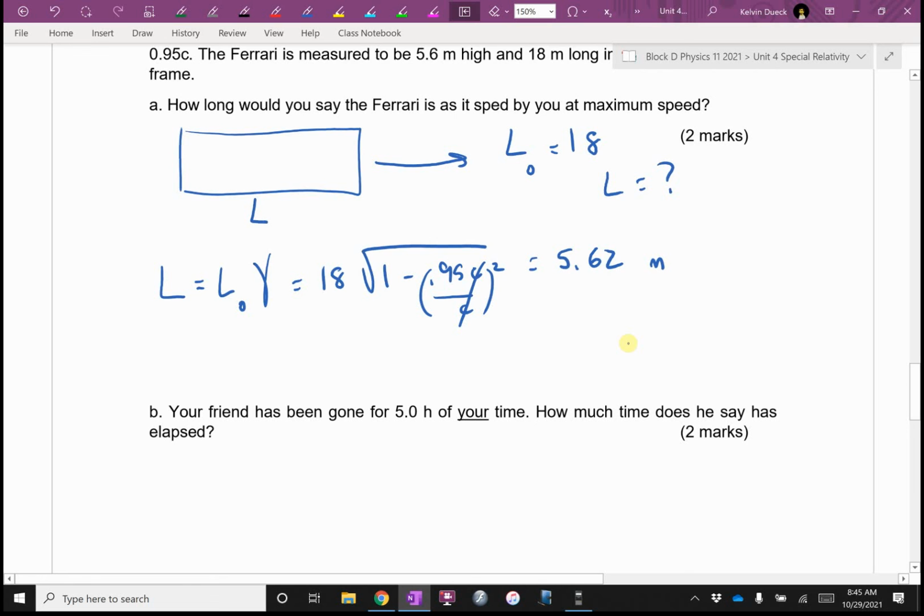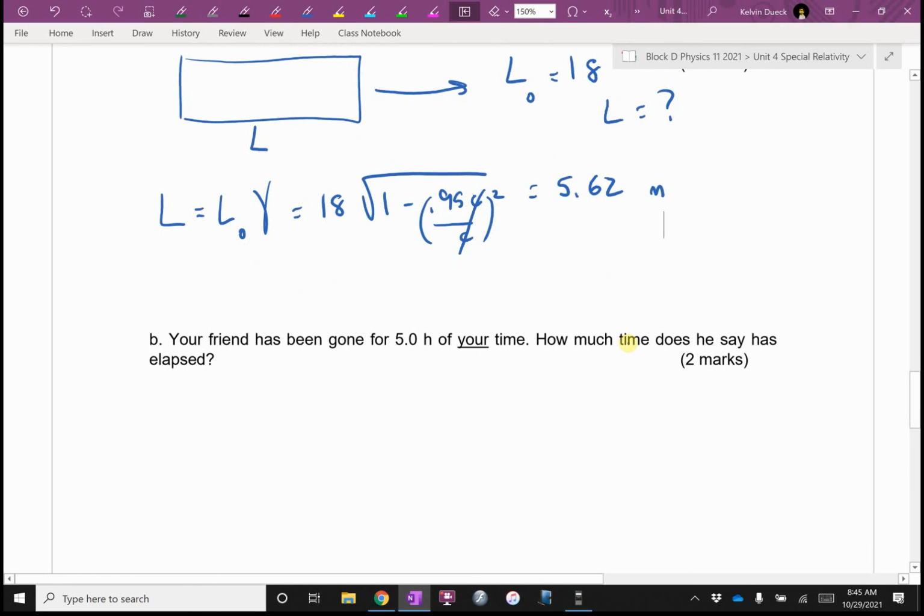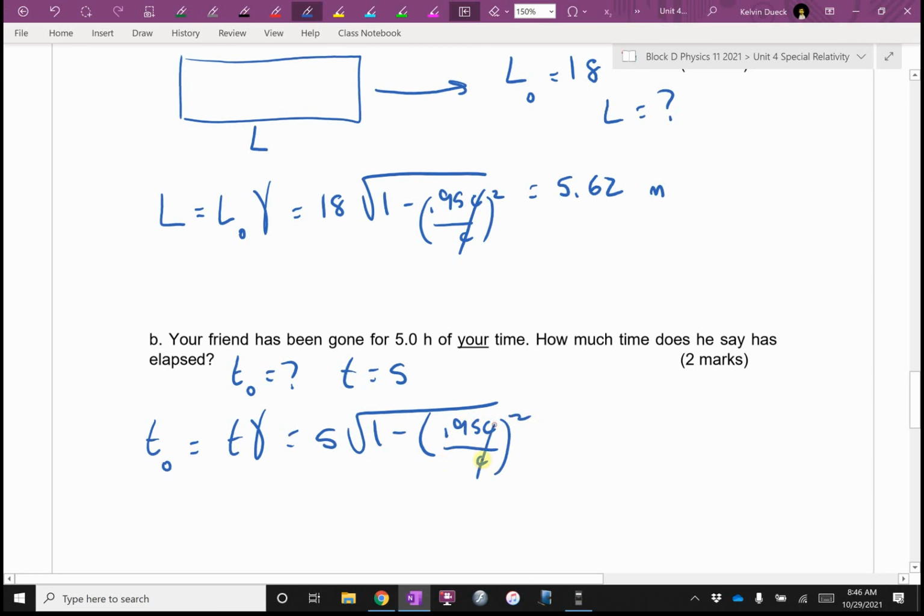Your friend has been gone for 5 hours of your time. Okay, that 5 hours, is that T or T0? Oh, he's the one that's moved. Okay, so this wants me to find T0 because I'm the one that's at rest back home on Earth. I need to get the T0 by itself. Is it going to be T0 equals, do I multiply by the square root function, I think? I should have, before I put the number in, put the T there. So it's going to be 5 times the square root of 1 minus, what was it, 0.95 C over C, all squared.